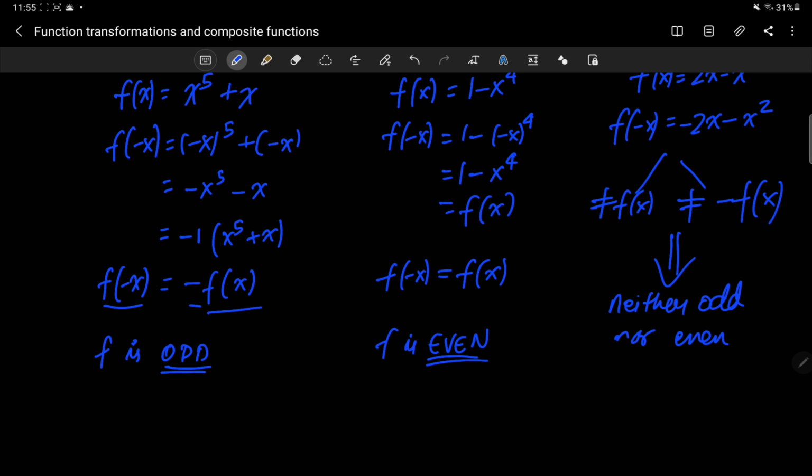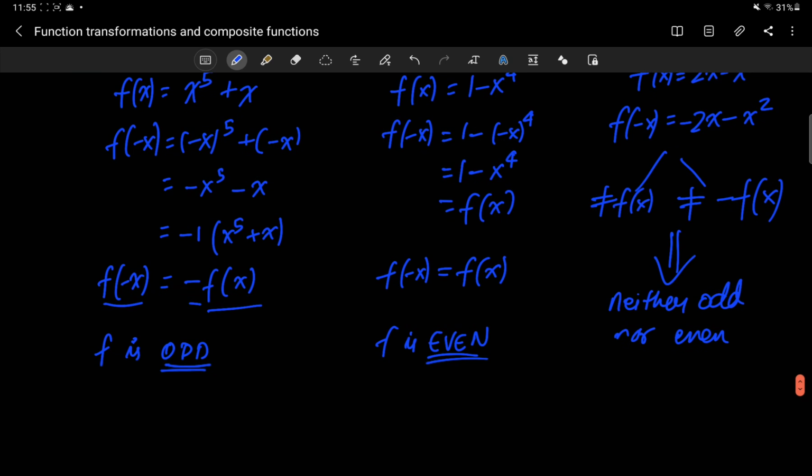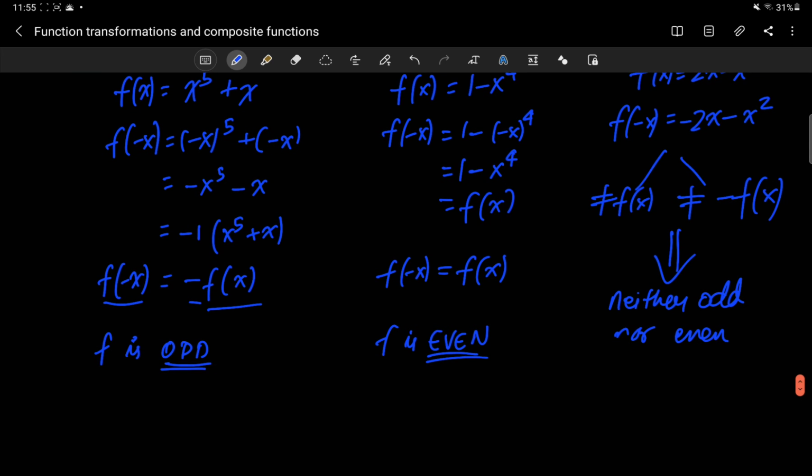Okay, so because it does not satisfy either of these conditions, we cannot say that these are even or odd in particular for sure. Okay, so this brings us to the end of function transformation ideas. The next thing we are going to learn is going to be composition of functions, which is combining functions in a special way. Okay, that's it.